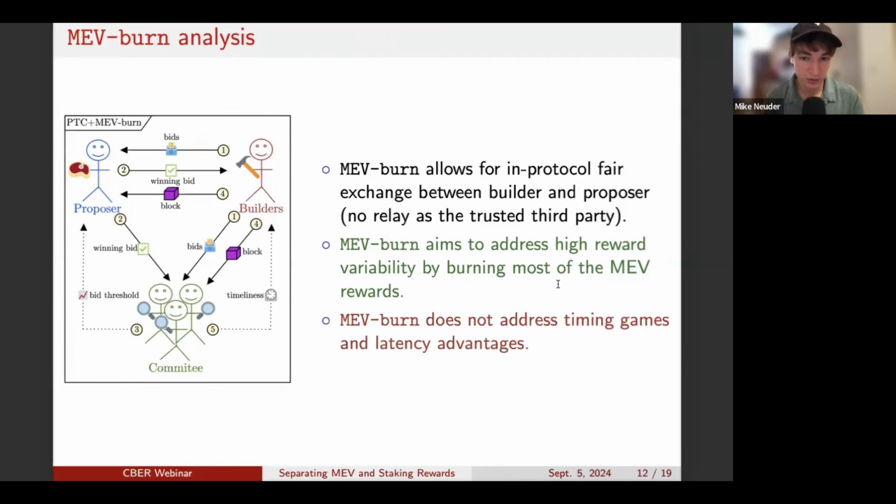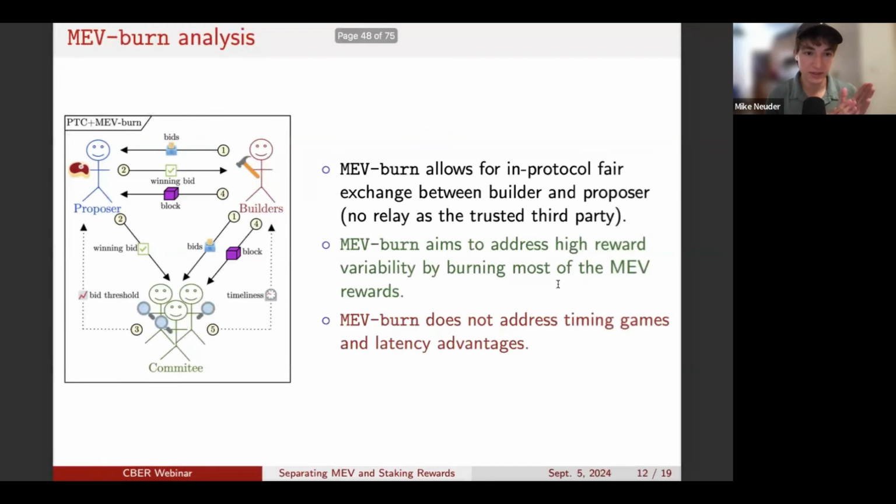But MEV burn does not address timing games and latency advantages. So that whole plot with the bids taking place past the point at which the auction was supposed to be finished, that is not addressed here. And there's also incentives for proposers to co-locate with the builders, right? If I'm able to be running in the same data center, maybe on the same machine as a builder, then I know that I'm going to get their absolute highest value bid from their auction. And so there's still incentive for me to take advantage of anything that I can do to be more fast and efficient in this auction.